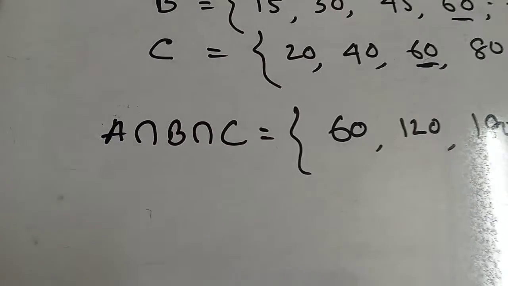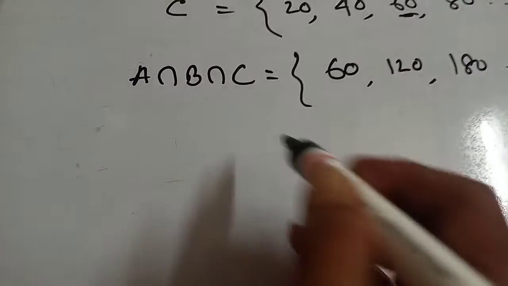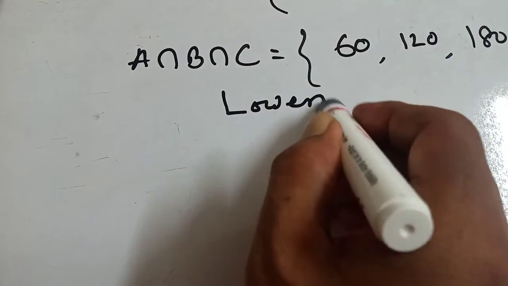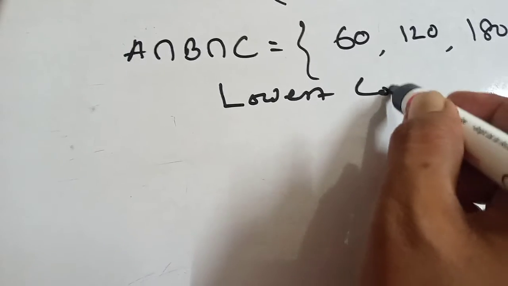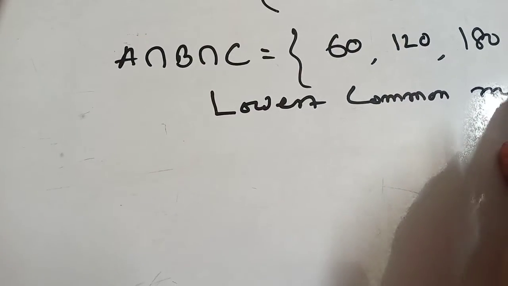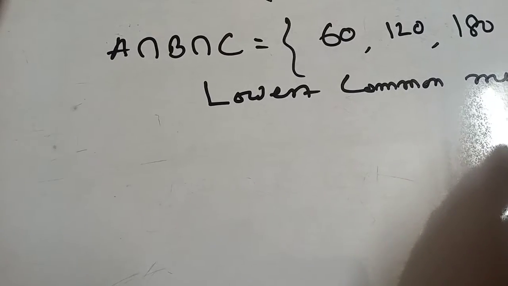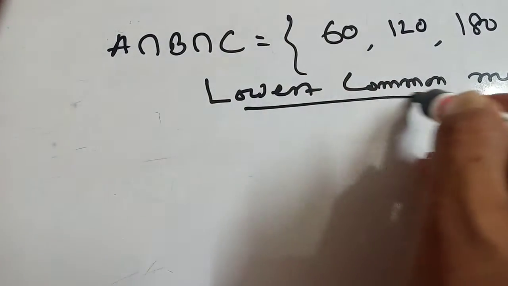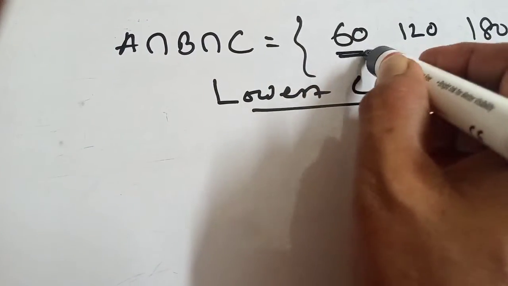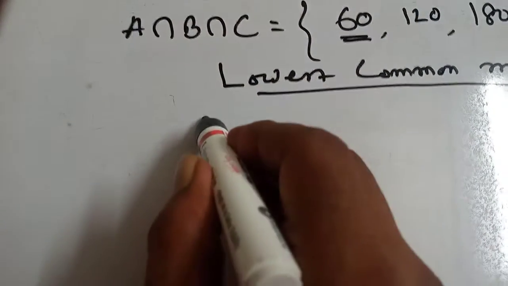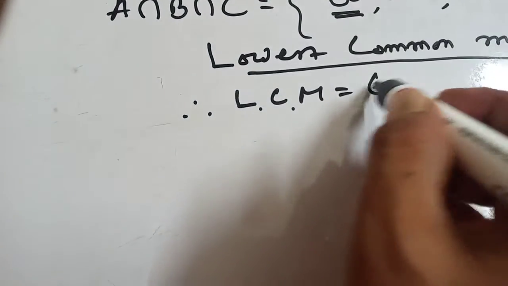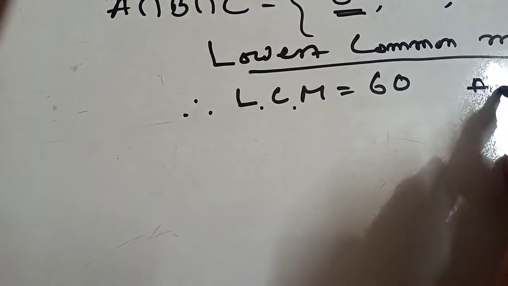Now LCM, LCM means lowest common multiple, least common multiple. The least common multiple is 60. Therefore, LCM equal to 60. This is the answer.